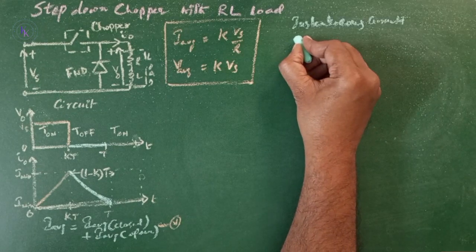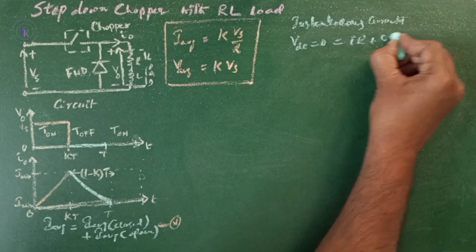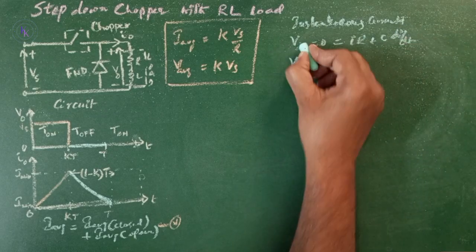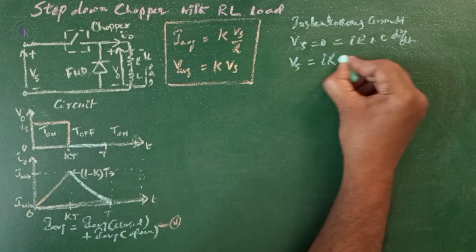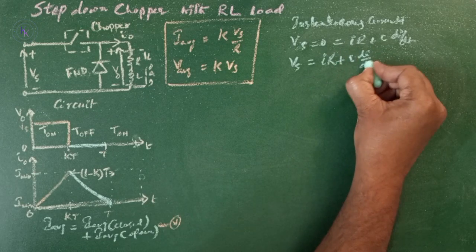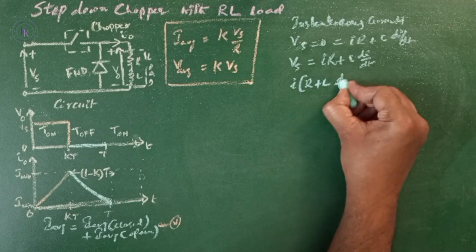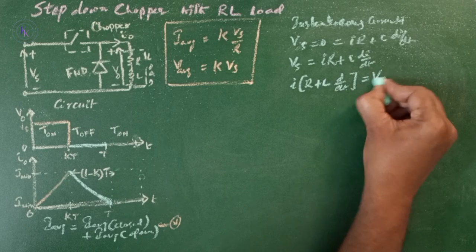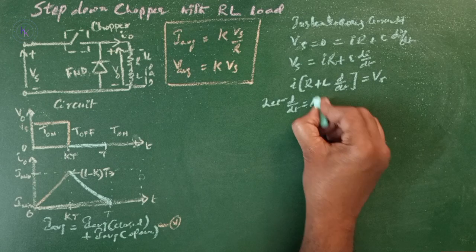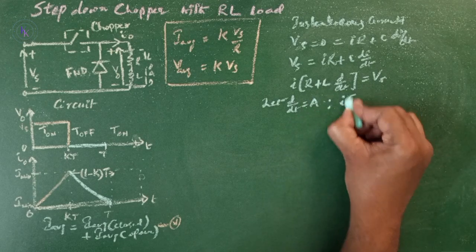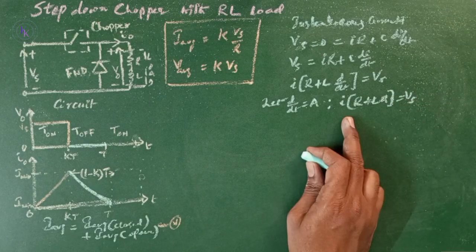During turn off of the chopper, Vd equals 0, that equals IR plus L di by dt. During the turn on, the chopper is on, Vs equals IR plus L di by dt. From which you take I common, then R plus L d by dt equals Vs. Let d by dt equal some constant A. Then I R plus LA equals Vs. This is a first order differential equation.